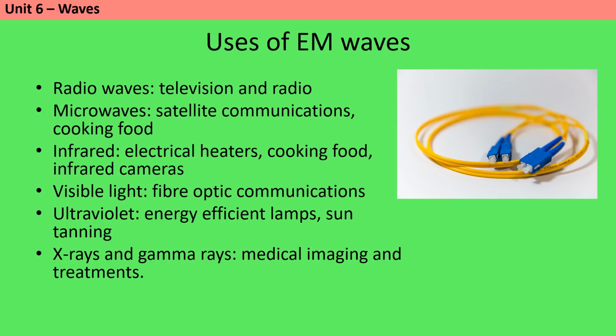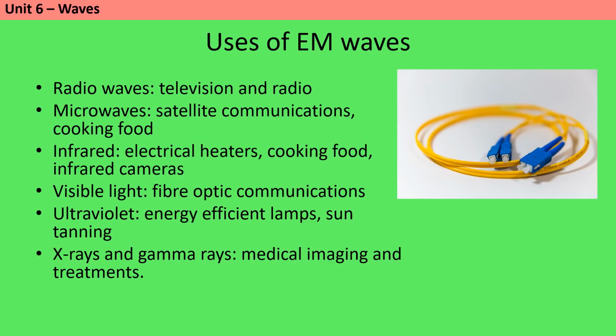Electromagnetic waves are really useful, and you need to know what each portion of the spectrum is used for. So radio waves are used for both television and radio broadcasting. Microwaves can be used for satellite communications like sending text messages, but also for cooking food in a microwave oven. Infrared radiation is used in electrical heaters, but also to cook food, and also in infrared cameras which can detect body heat for things like manhunts in the dark when the police are chasing someone.